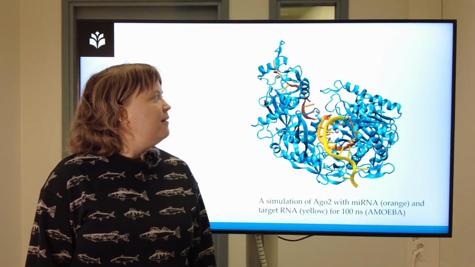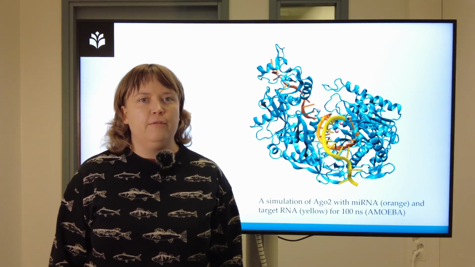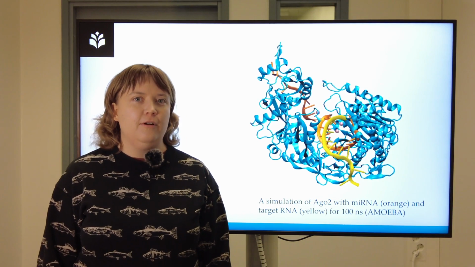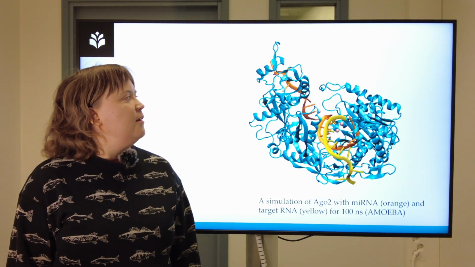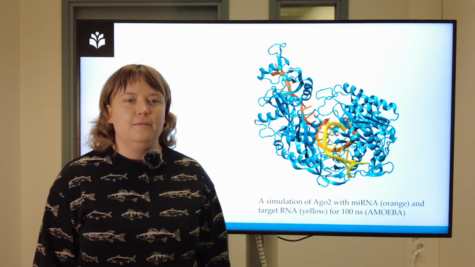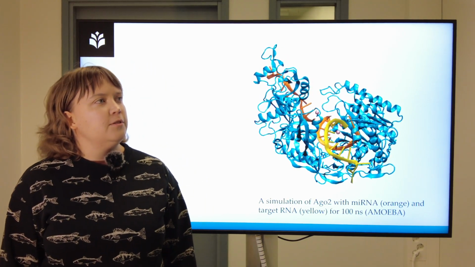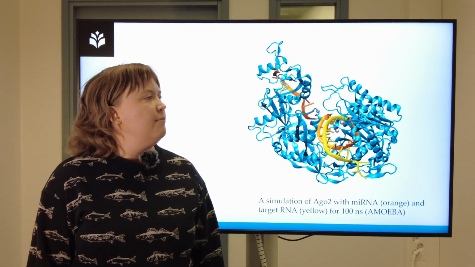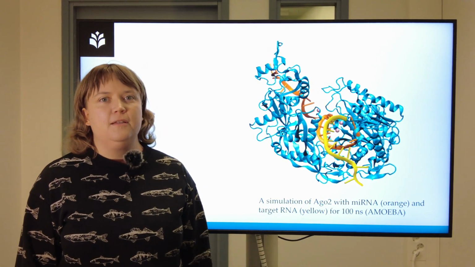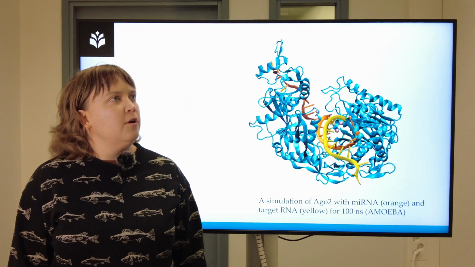So here in this video we have molecular dynamic simulations of an Argonaute 2 protein bound to these RNA molecules. It binds this orange guide RNA, which guides it to the yellow messenger RNA, of which we only have a small piece. It is usually a much larger structure.